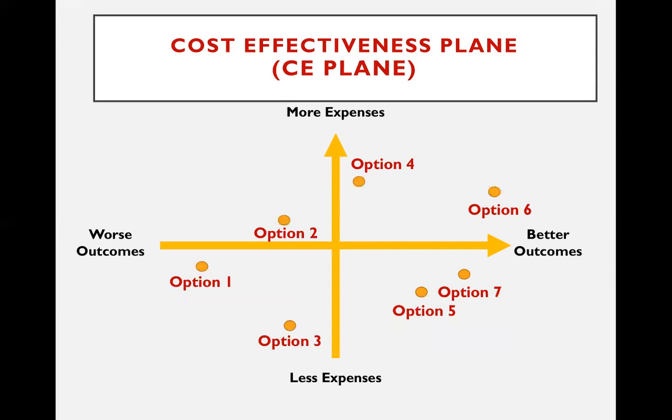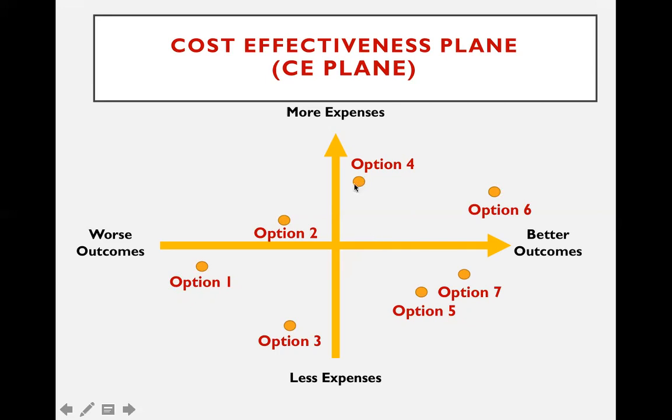For instance, let us plot a set of options on this plane. For example, we have vaccine options 1 to 7. And here we can see how these options differ from the comparator in both effectiveness and cost. The question here, though, is which ones are cost effective? The obvious answer would be option 5 and option 7 because they are cheaper and they yield better outcomes.